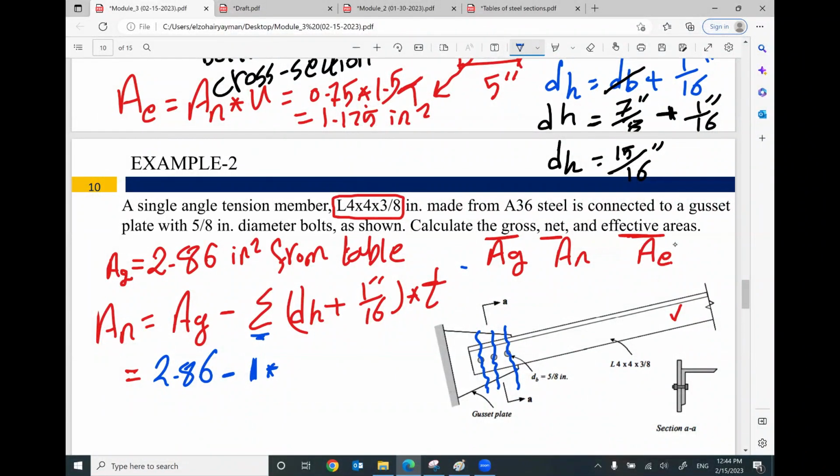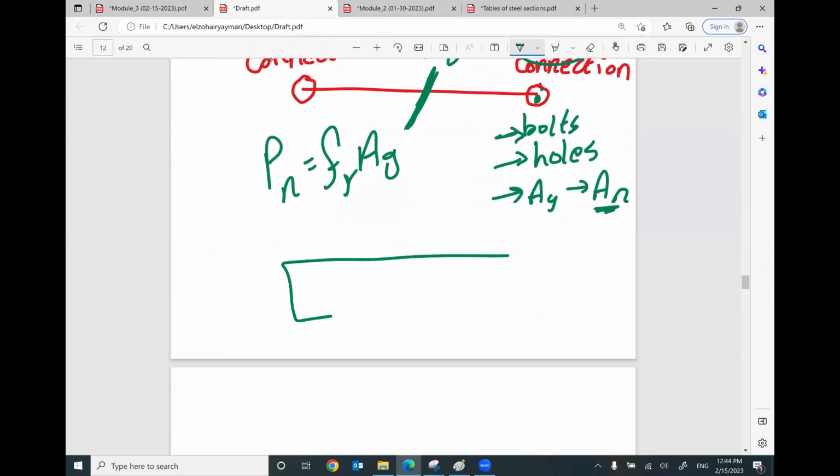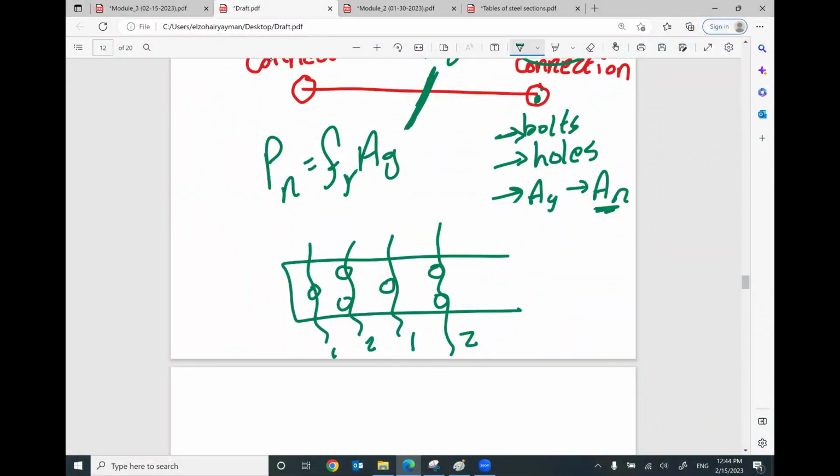You will say, hey, if this one gives me 1 and this one gives me 2 and this one gives me 3, for example, which one am I going to use? The biggest one. Sometimes, but this is not common, your connection looks like this. We have 2, we have 1, we have 2, we have 1. So if you put a cross section here, we have 2. In this one, we have 1. In this one, we have 2. In this one, we have 1. Which one am I going to use? I'm going to use 2.